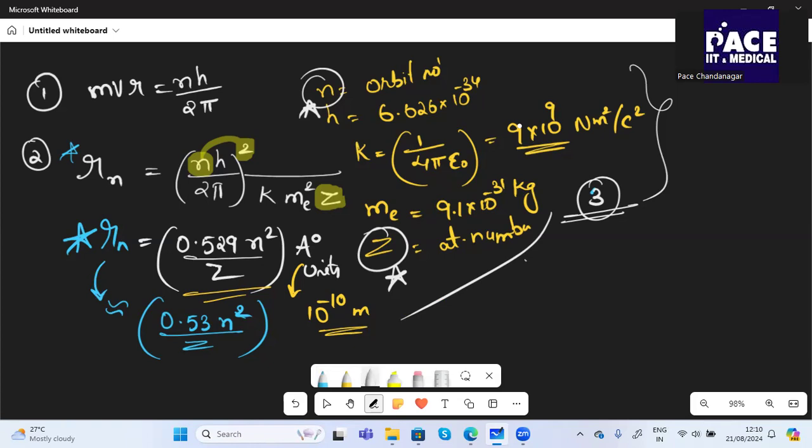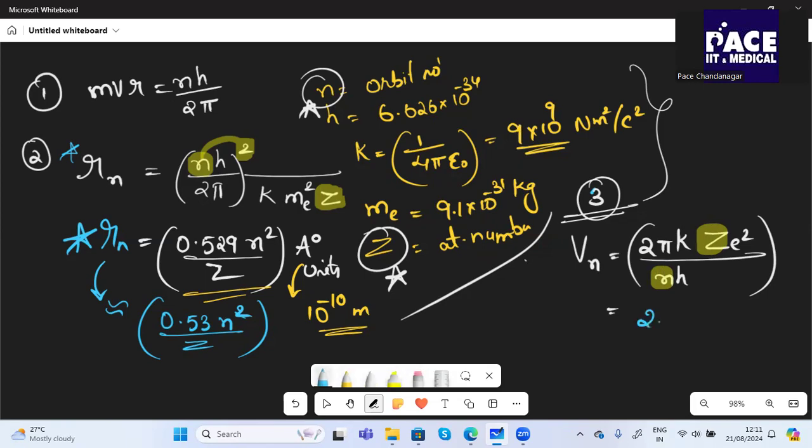And what would be the velocity of an electron moving in this nth orbit? There is some velocity associated with it. Velocity of an electron in the nth orbit is written as 2 pi K Z e square by nh. You don't need to remember this. What you should remember is the value of it. When I substitute all these values except Z and n, because these are the two variables, and the rest are constants, the answer I get here is 2.16 into 10 to the power 6 Z by n, and the units are meters per second, because this is the velocity we are talking about.